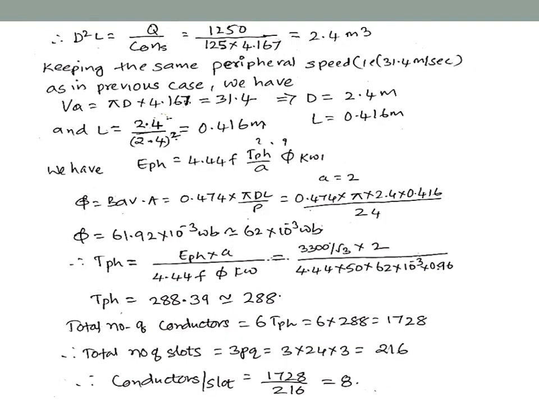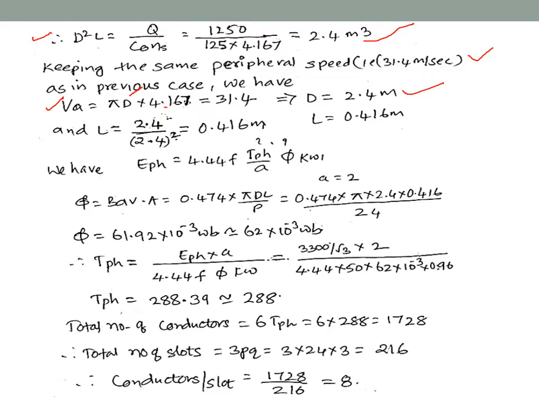Now D square L is equal to, substituting all those values, 2.4 meter cube. So now keeping the same peripheral speed, this is the peripheral speed we previously got. Okay, peripheral speed V is equal to pi D NS. So keeping the same speed, this D we can find out. So now what is that? D is equal to 2.4 meter.